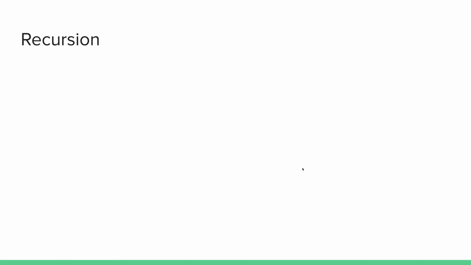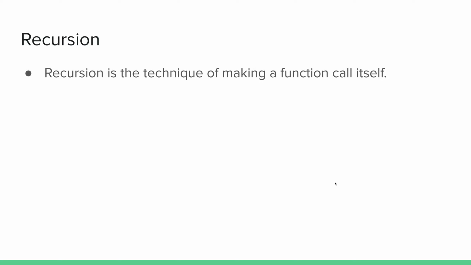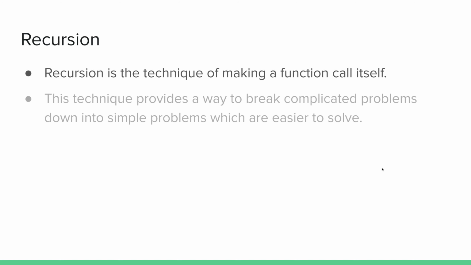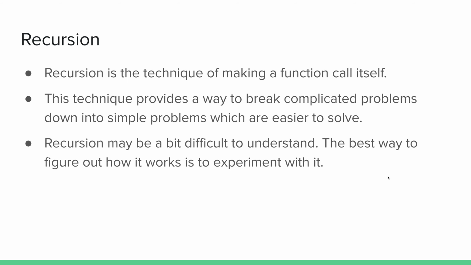Let's talk about recursive functions or recursive methods. Recursion is the technique of making a function call itself. This technique provides a way to break complicated problems down into simple problems which are easier to solve. Recursion may be difficult to understand, so the best way to figure out how it works is to experiment with it. More examples, more experiments will help you understand better.